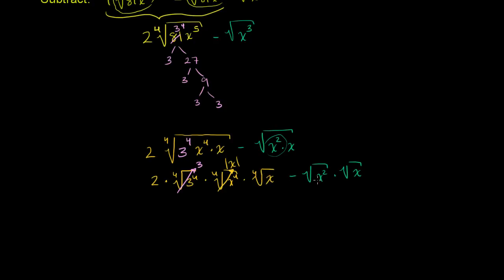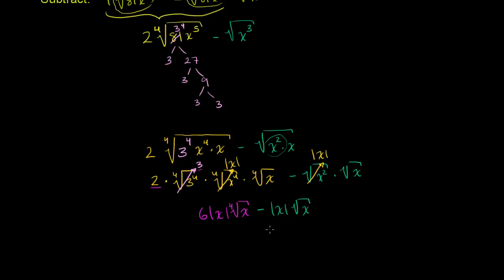And then over here, the principal square root of x squared, by the same logic, is going to be the absolute value of x. And then this is just the principal square root of x. So let's multiply everything out. We have 2 times 3 times the absolute value of x. So 2 times 3 is 6 times the absolute value of x times the principal 4th root of x, I should say, minus, we took out the absolute value of x, times the principal root of x.